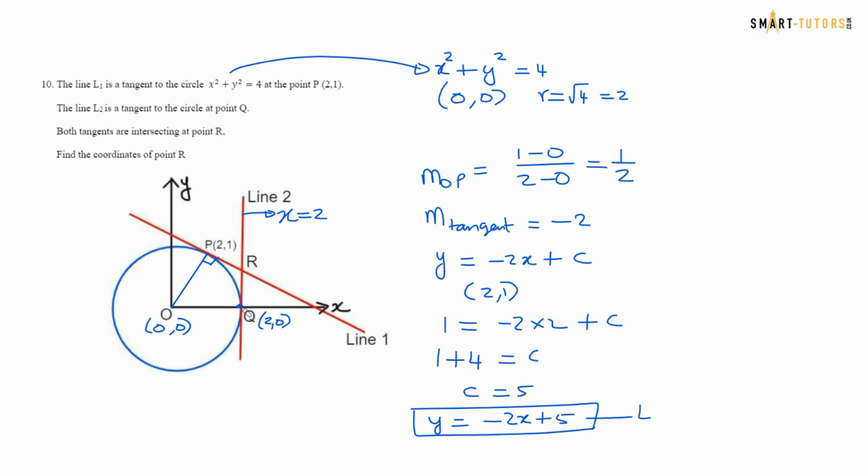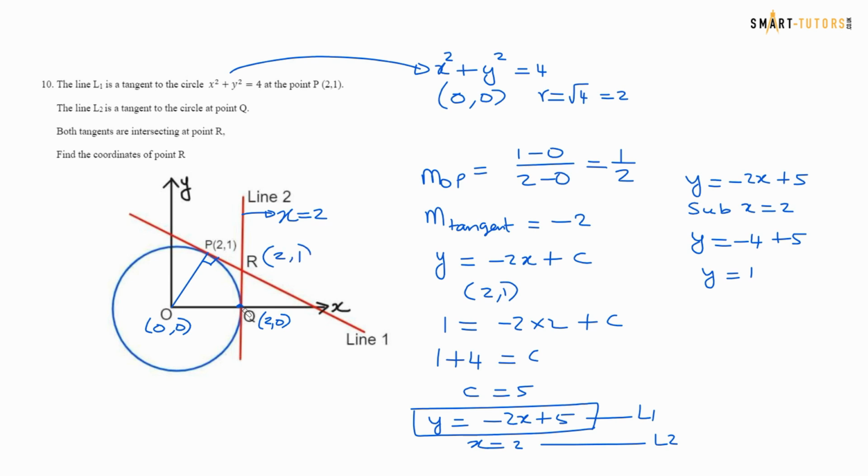This is L1, and L2 is x equals 2. The intersection point R we need to solve. y equals minus 2x plus 5. Substituting x equals 2, y equals minus 4 plus 5, so y is 1. So the coordinates of R are 2, 1.